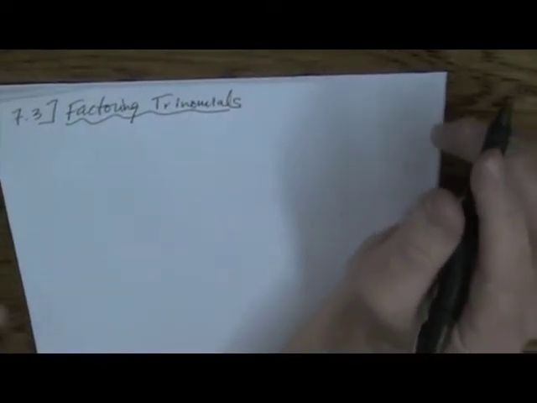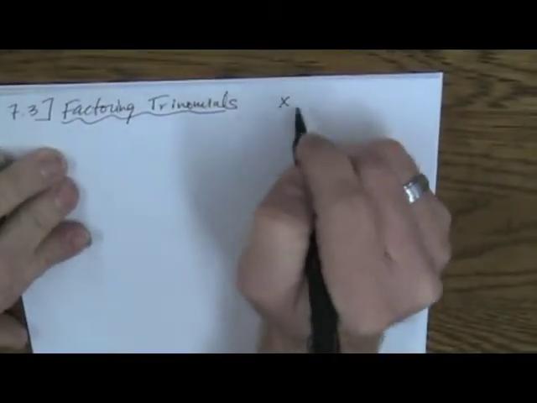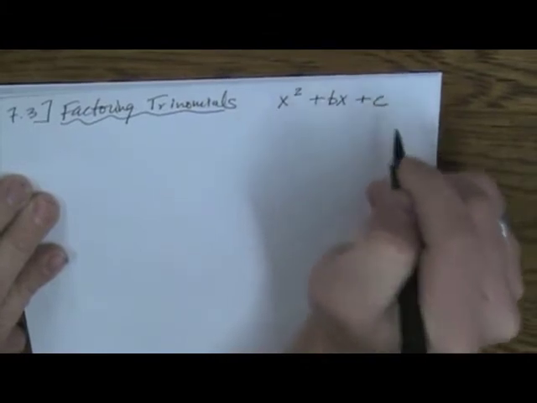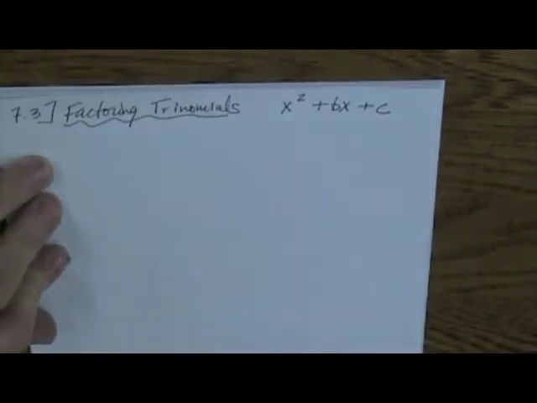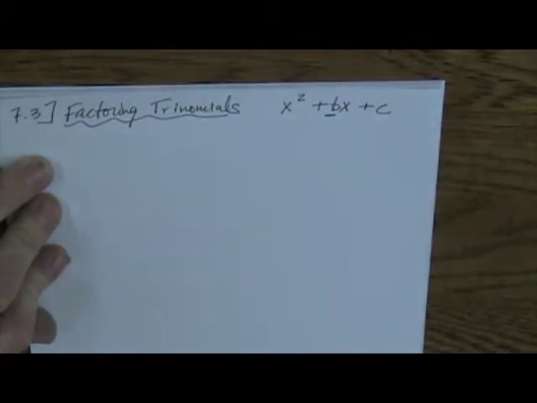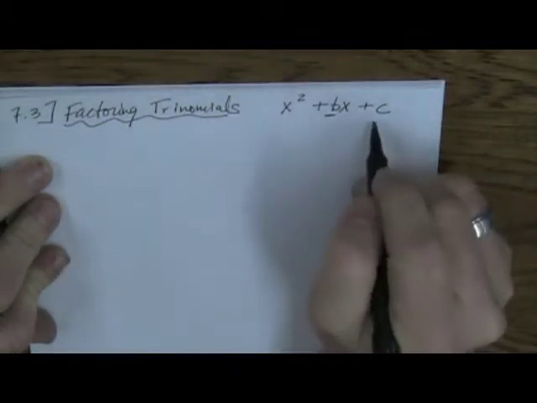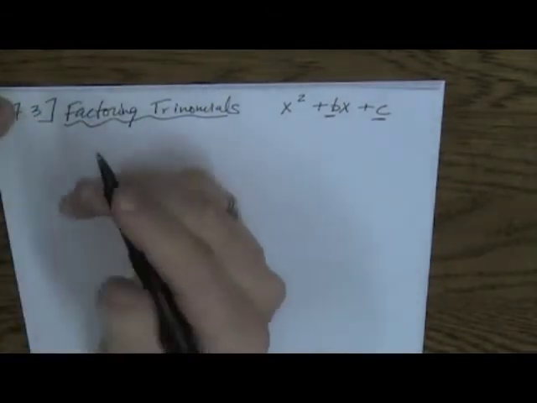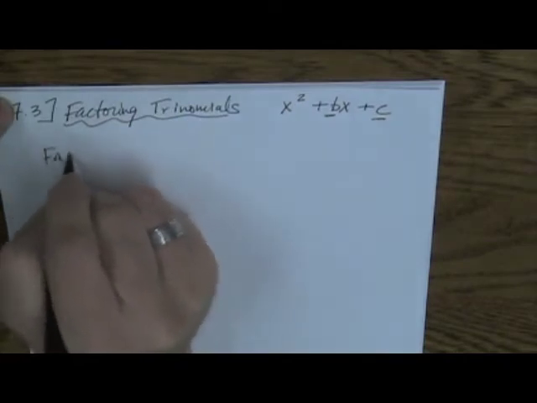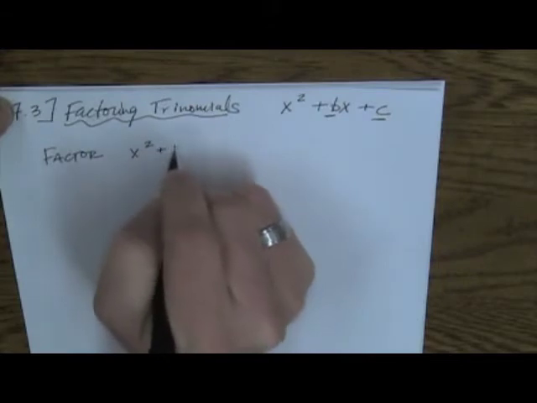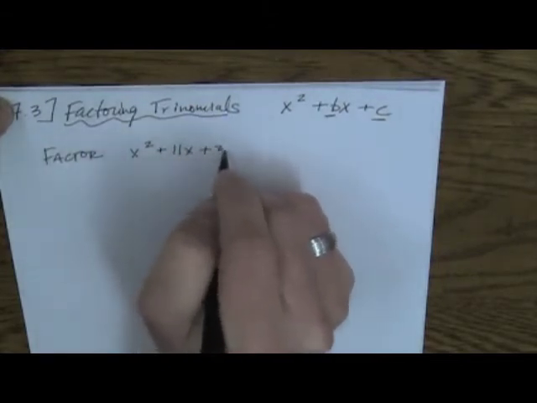All right, here's what you're factoring. You're going to factor trinomials that are in this form: x squared plus bx plus c. B stands for the middle term's number, and c stands for the last term's number, the coefficient or the constant term. And it's going to say, factor x squared plus 11x plus 24.